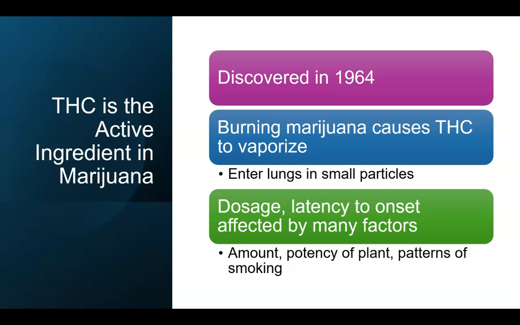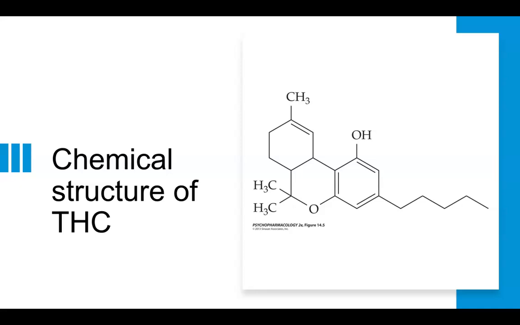This is partially because the amount that is absorbed is affected by different things. First of all, it's affected by the initial amount of plant material that you have. Also by the potency of the plant: is it sinsemilla or not? And additionally, different patterns of smoking, so puff volume, puff frequency, breath hold duration, etc. Here you can actually see the chemical structure of THC.